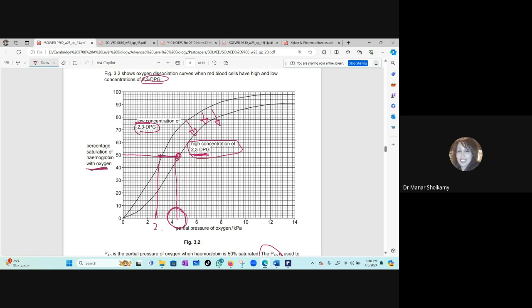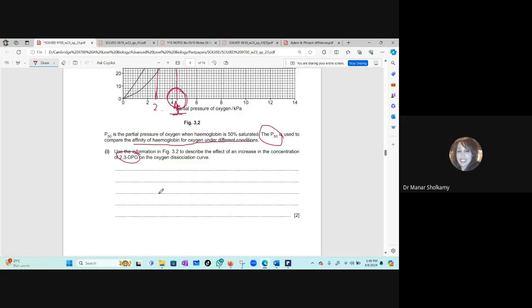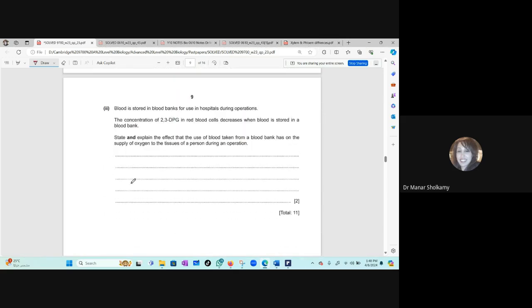Are you with me? Yes. Okay. In other words, you need more partial pressure of oxygen so that it will occupy 50%. This is tricky. In order to occupy 50% of the hemoglobin, you need more oxygen. If the numbers are confusing you, don't use numbers. But what Mariam said is enough because it's only 2 marks. Are you with me? Okay.